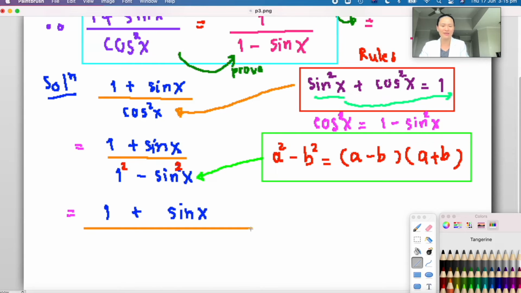Can you see something similar like two brackets, yeah? One is A, sine x is B. So it's going to be like this: 1 minus sine x, bracket 1, yeah? A minus B, times A plus B. So 1 plus sine x.